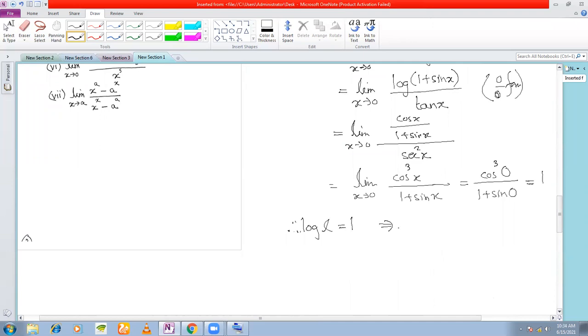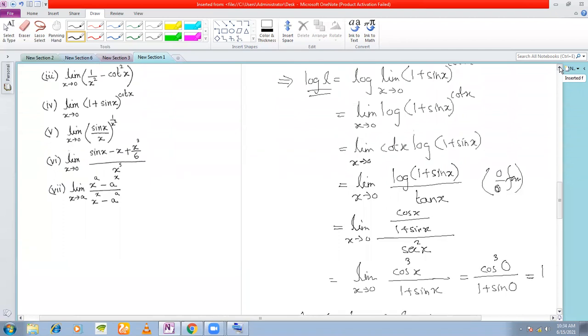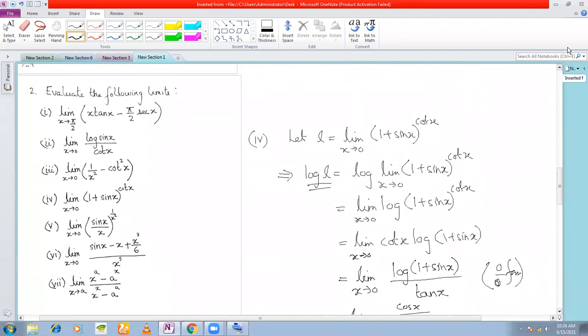That means L must be equal to E, isn't it? That means limit x tends to 0, 1 plus sin x to the power of cot x is equal to E, simple. And that's it. So this was a little different approach where one function was raised to the power of another function, and you had to take log on both sides, interchange log and limit, and then find the value of the limit. Okay, so I'll stop here.